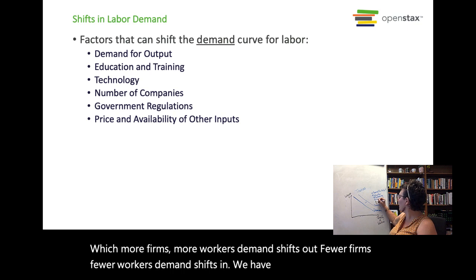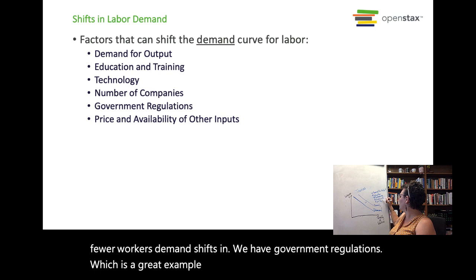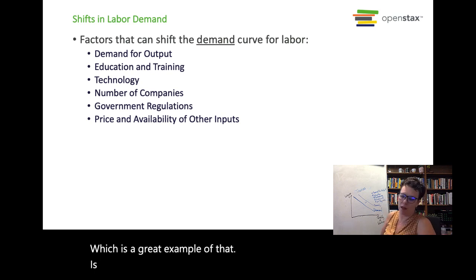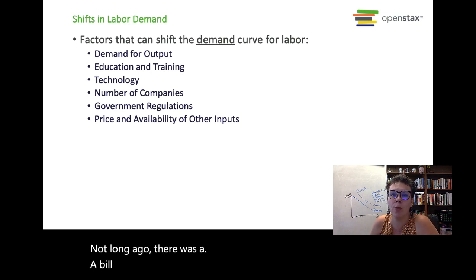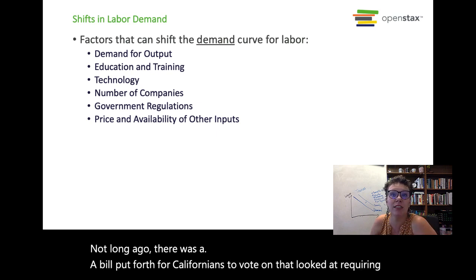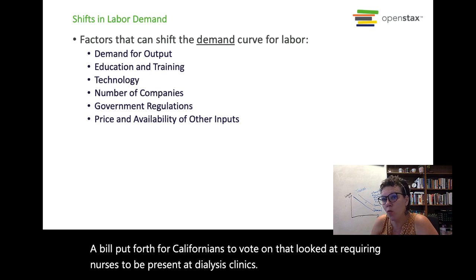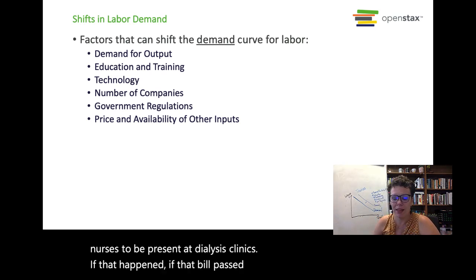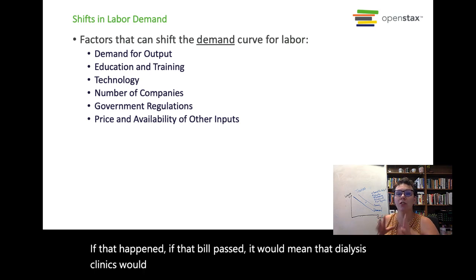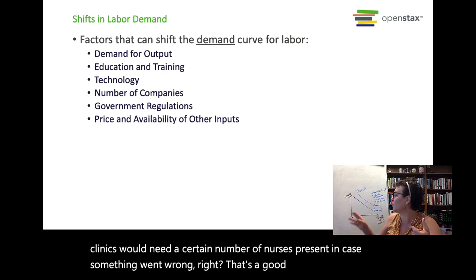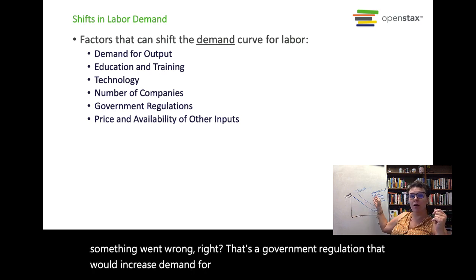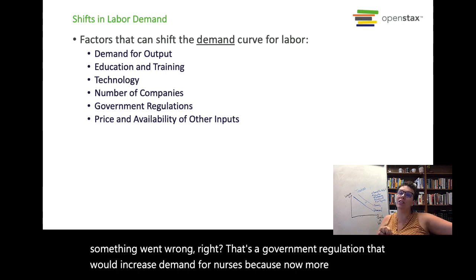We have government regulations, which a great example of that is, not long ago there was a bill put forth for Californians to vote on that looked at requiring nurses to be present at dialysis clinics. If that bill passed, it would mean that dialysis clinics would need a certain number of nurses present in case something went wrong, right? That's a government regulation that would increase demand for nurses because now more places need nurses than did before.